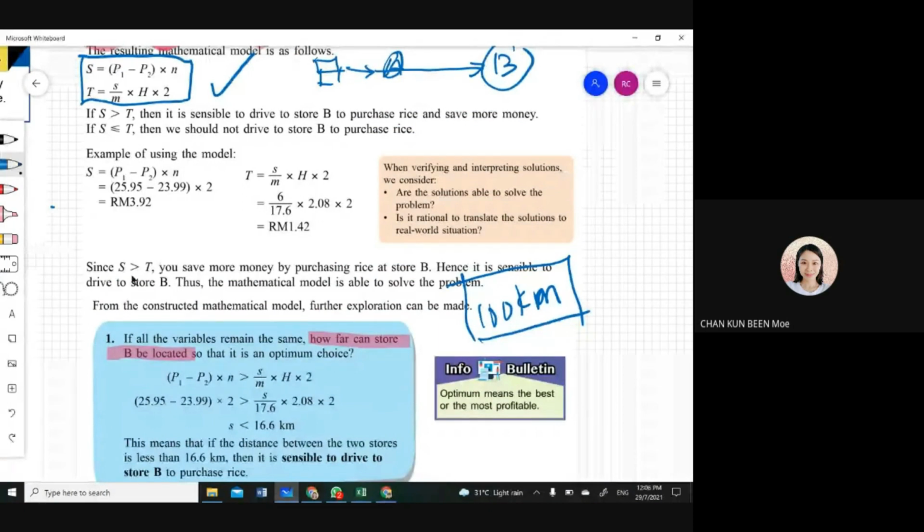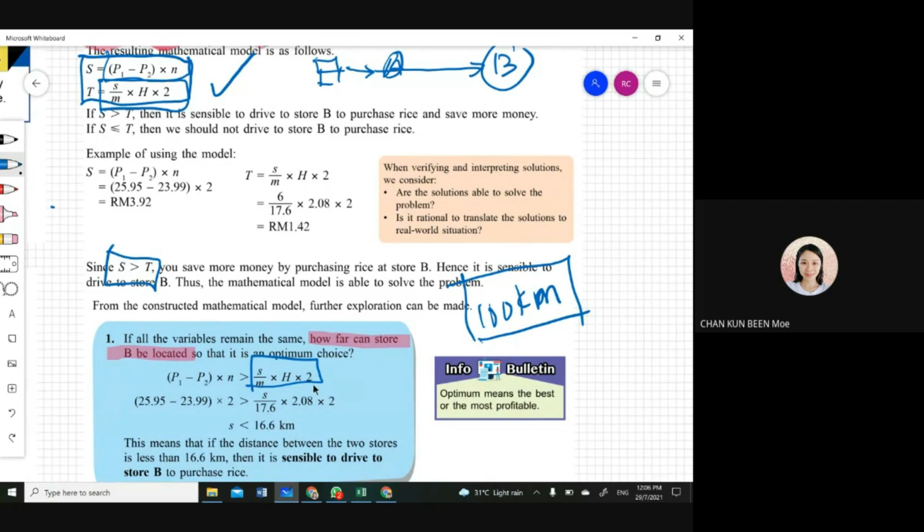Because you compare the S and the T, so you just have to use this part at the back, P1 minus P2 multiplied by N, and then you need to find out is greater than T. So the T over here is represented by the T up here. Can you say? They are comparing these two, P1 minus P2 times N, S over M times H times 2 on the right.